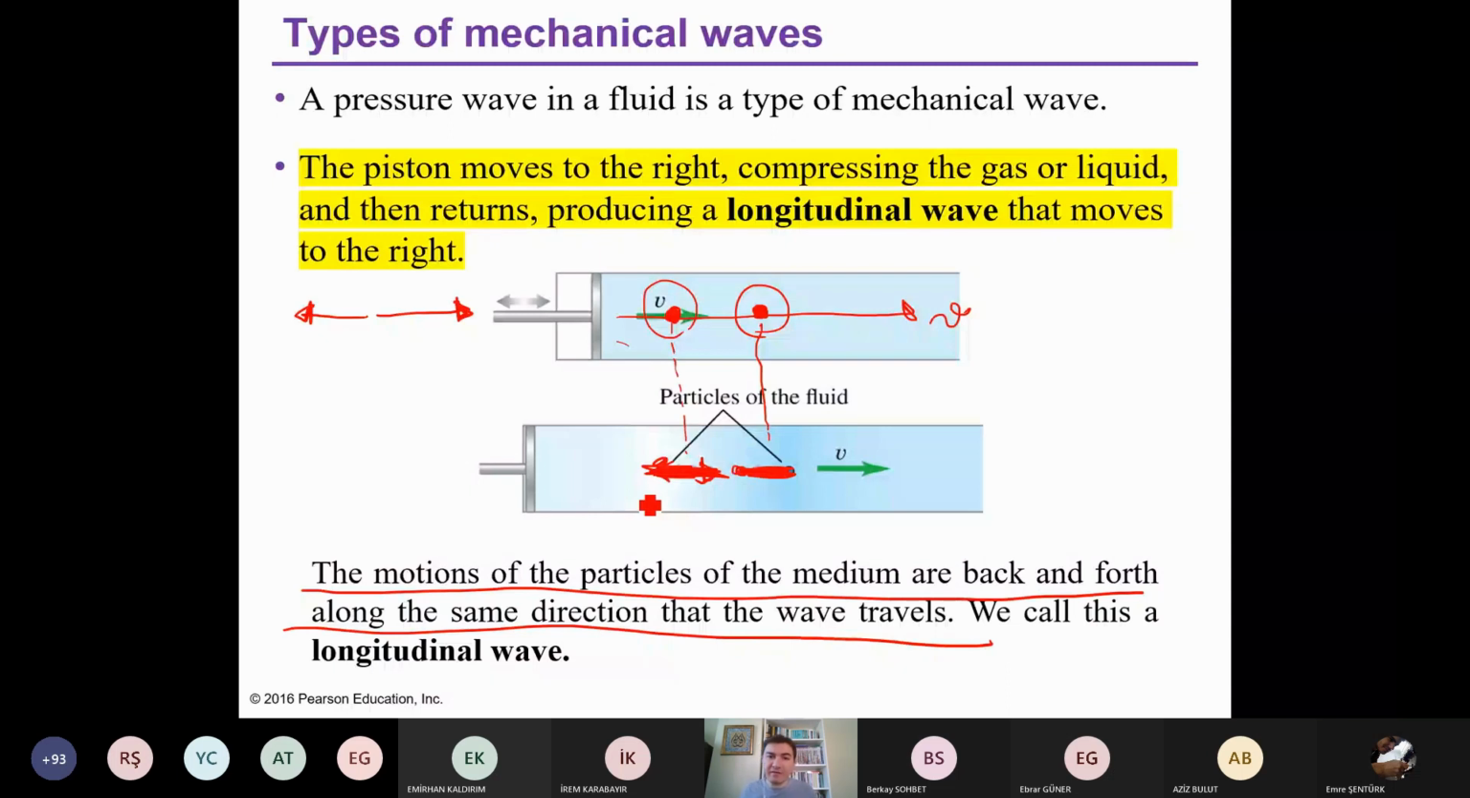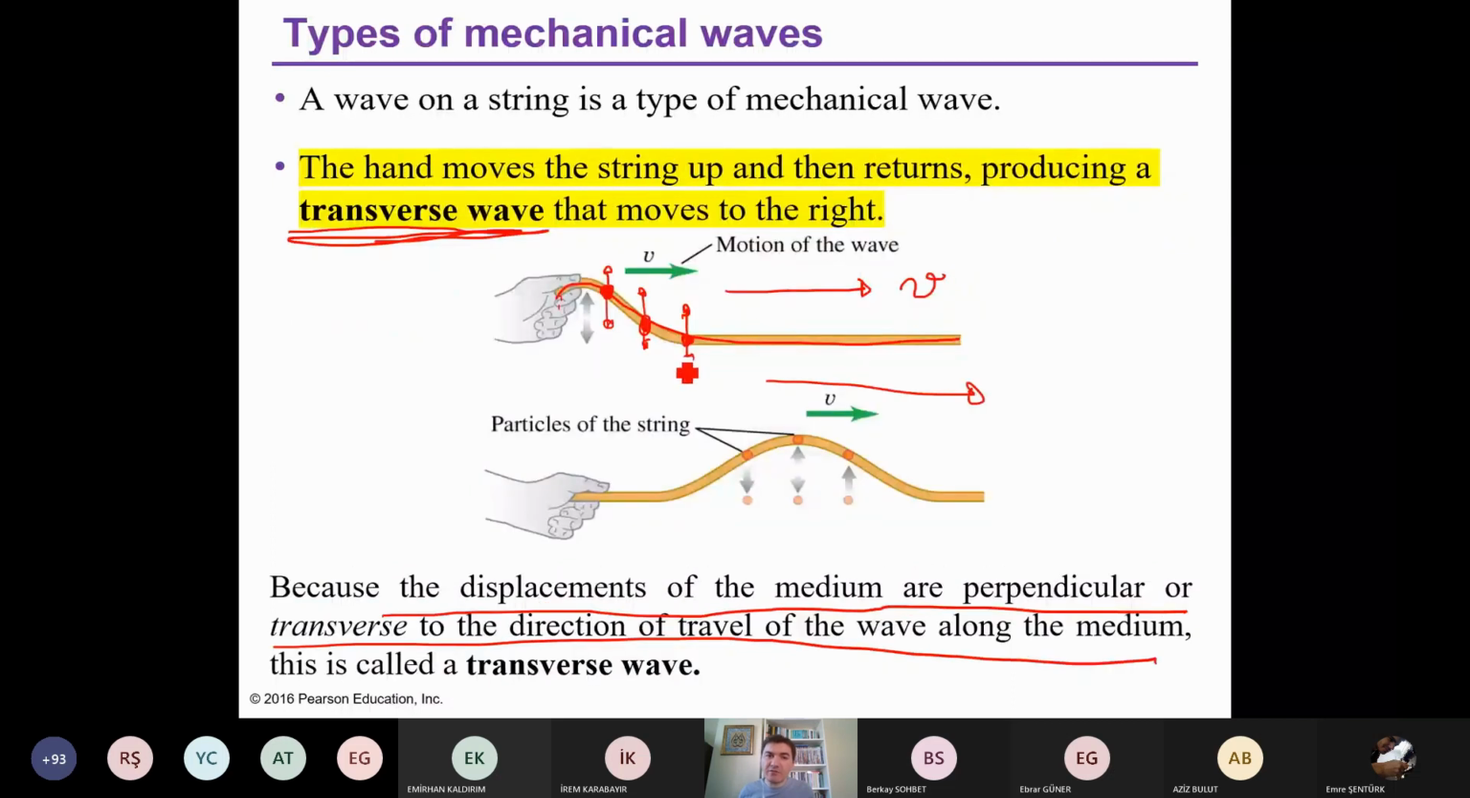Look at the previous case. In the transverse wave, this is the direction of the motion of the wave, okay? But what about the particles? Particles are moving perpendicular or transverse to the direction of travel. So the particles here also have periodic motion, okay? So they oscillate around equilibrium, but their motion is perpendicular to the velocity.